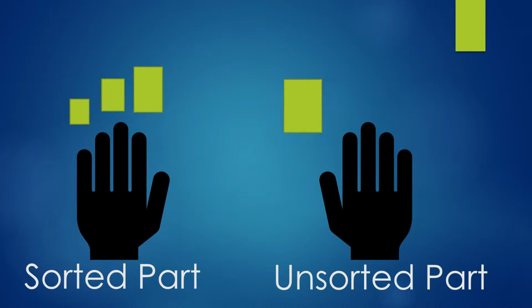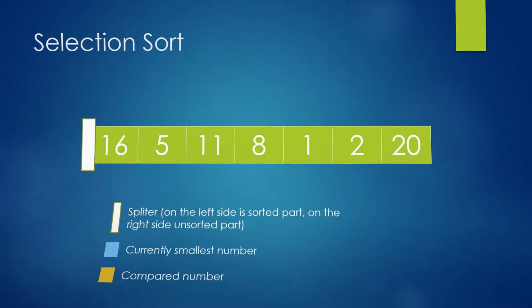When you have no cards in your right hand, it means that in your left hand you now have sorted cards from the smallest to the biggest. I think you got the idea. Let's try it on our imaginary array.